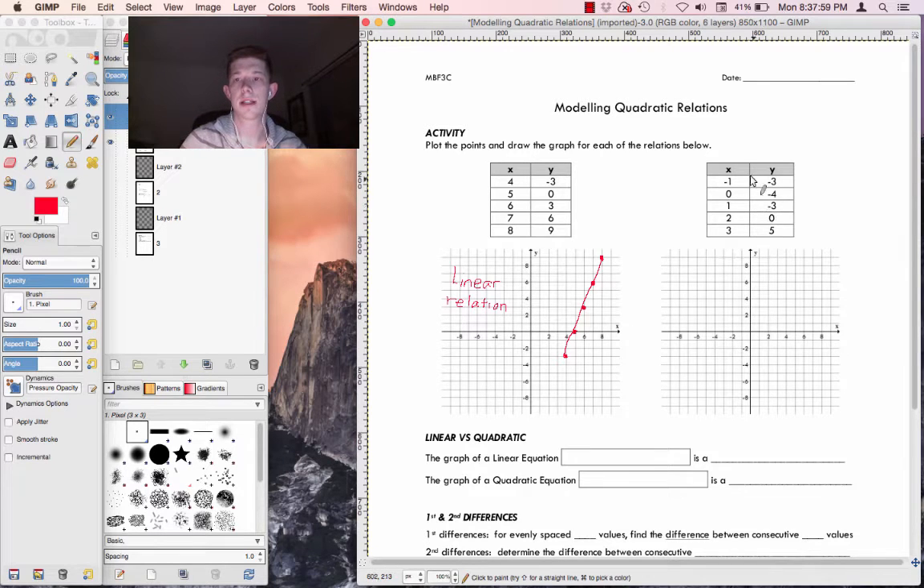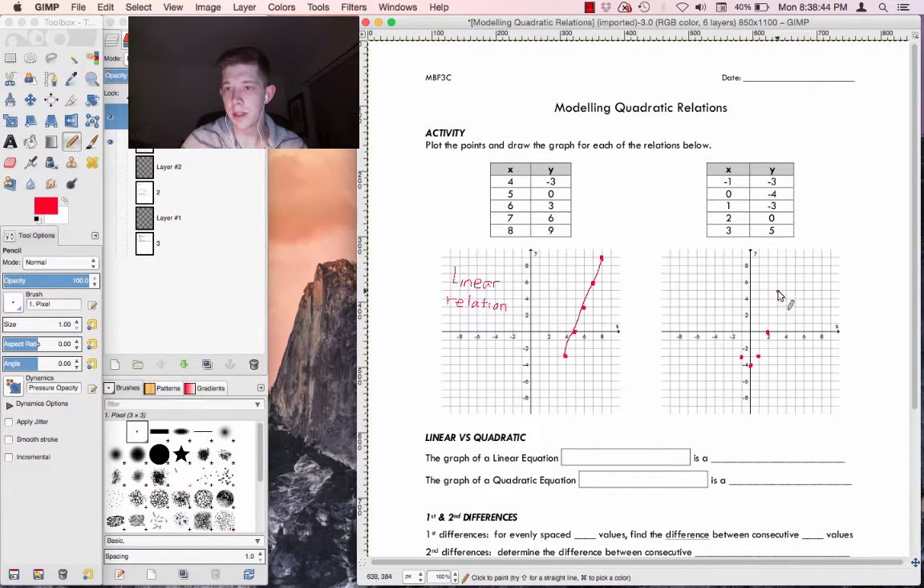Okay, so let's try looking at the next set. -1, -3. So I'm going to go left on my x-axis to -1, and I'm going to go down to -3, which is this point right here. Let's put a dot there. The next one's at 0, -4. So 0, -4 is right here. The next point is 1, -3. So I go over 1, down 3. That gets me this point right here. And then 2, 0. That's 2 on the x-axis, 0 on the y-axis. Then 3, 5. So I'm going to go over 3, 1, 2, 3, and up to 5.